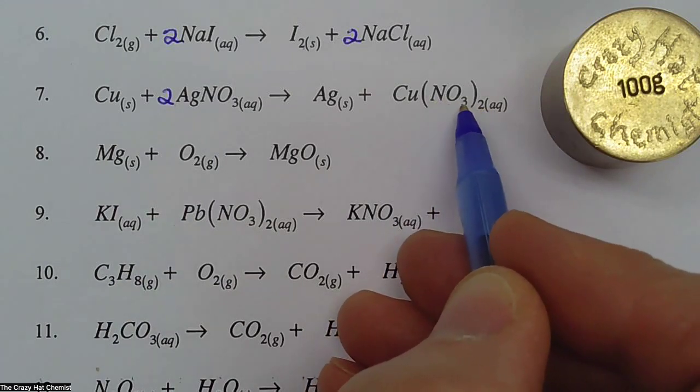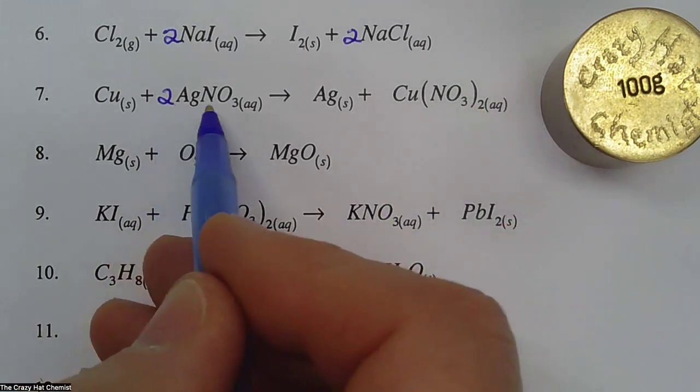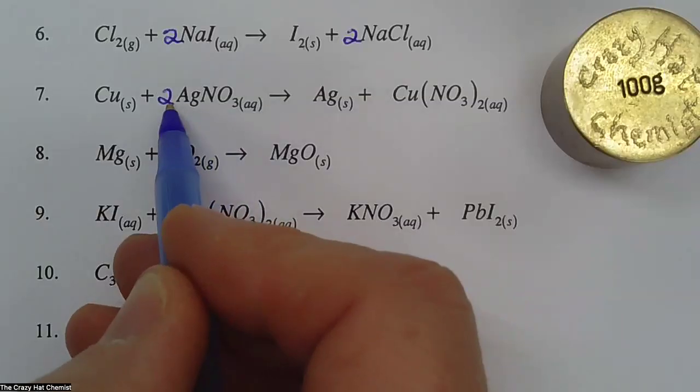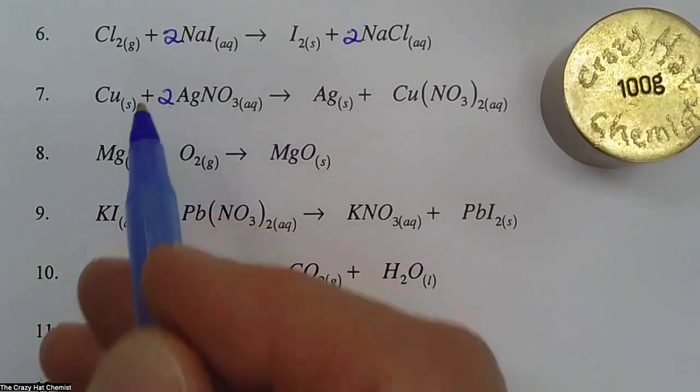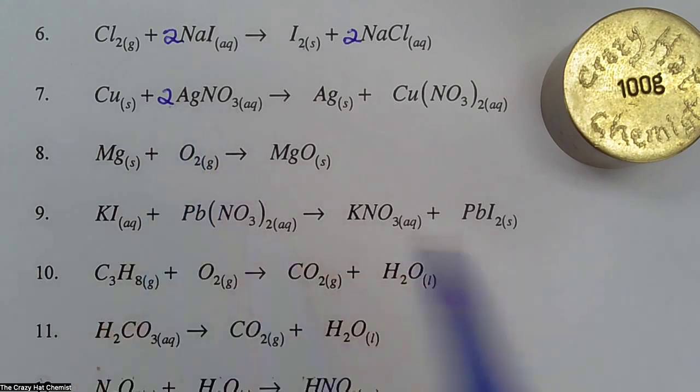Now there are 6 oxygens on the product side, that's 2 times 3, and there are 6 oxygens on the reactant side, that's 3 times 2. However, now we have unbalanced the silvers, which we had balanced previously.